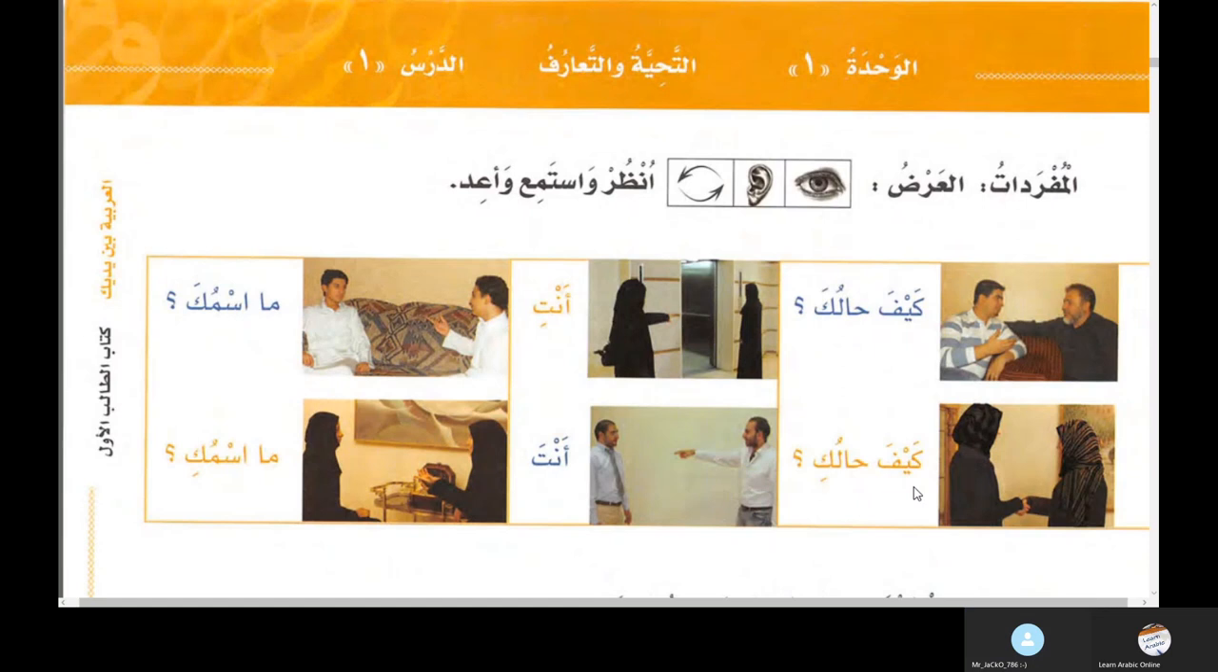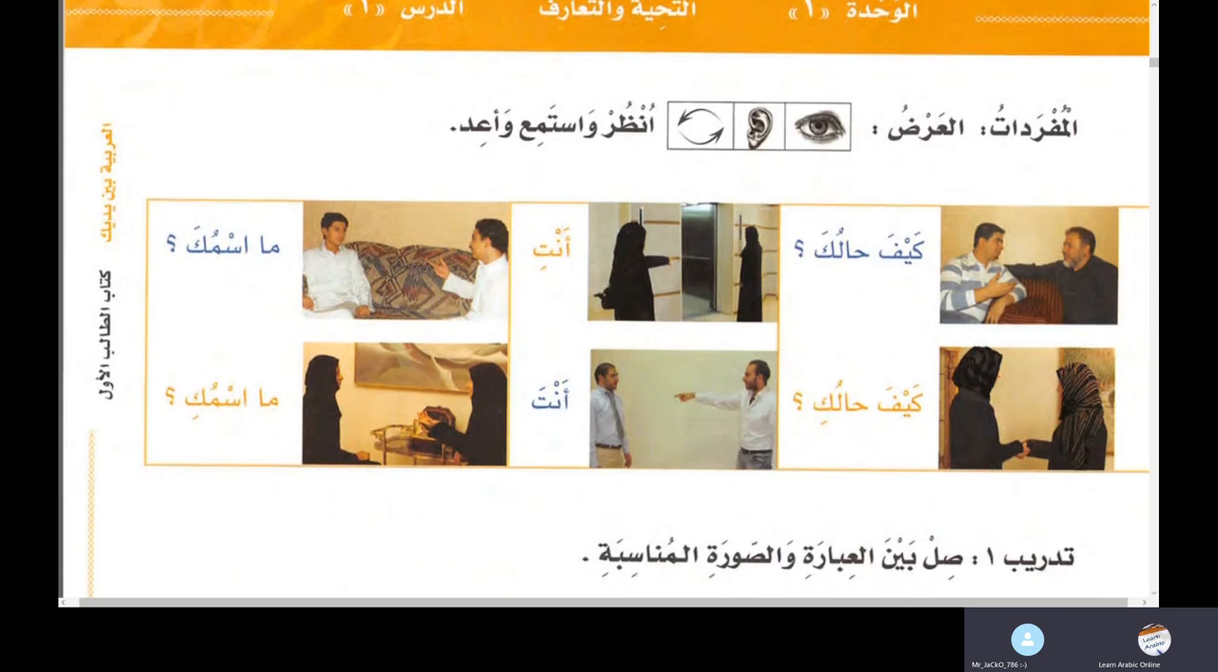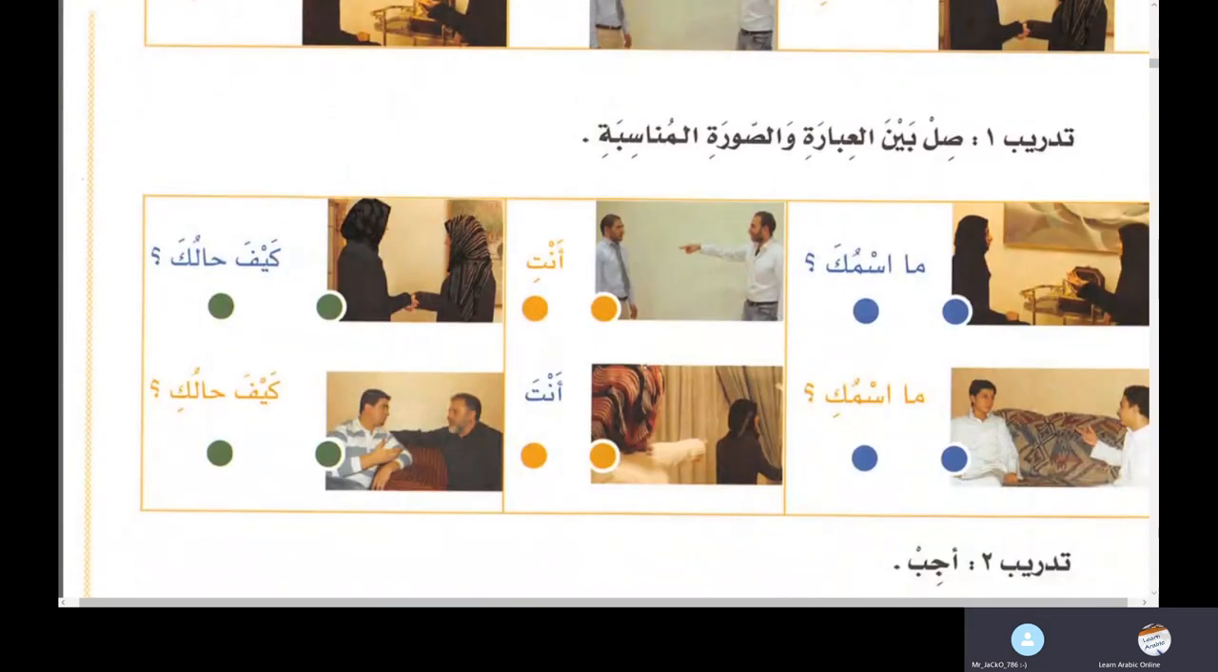Kaifa haluk. Next. How are you? Kaifa haluk. I think the same one. Yeah, it's women. For male ka, for female ki. Oh, sorry. The difference between ka and ki. Okay? Yeah. Kaifa haluki. Next. Anti. Anta. Masmuk. Masmuka. Masmuki. So the difference between male and female is of fatha and kasra.